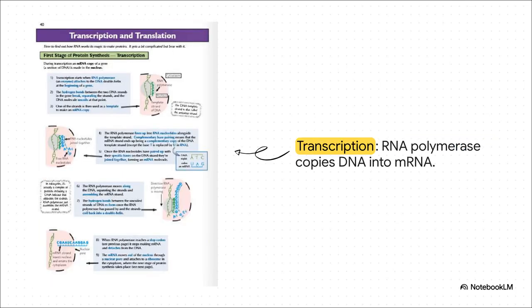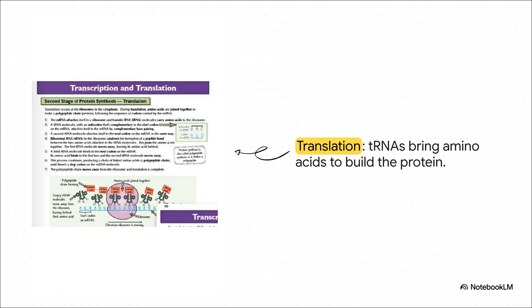Let's zoom in on that copying process for a second. We call it transcription. An enzyme named RNA polymerase literally unzips the DNA double helix right at the start of a gene. It then moves along the template strand, lining up free-floating RNA nucleotides using that complementary base pairing we talked about. If it sees a C on the DNA, it adds a G. If it sees an A, it adds a U. Once the whole gene is transcribed, the mRNA detaches and the DNA safely zips right back up like nothing ever happened.